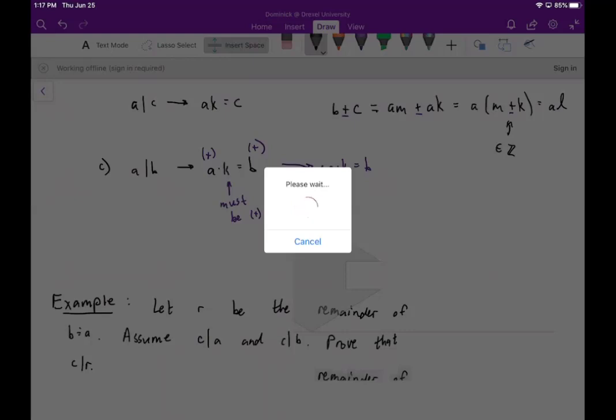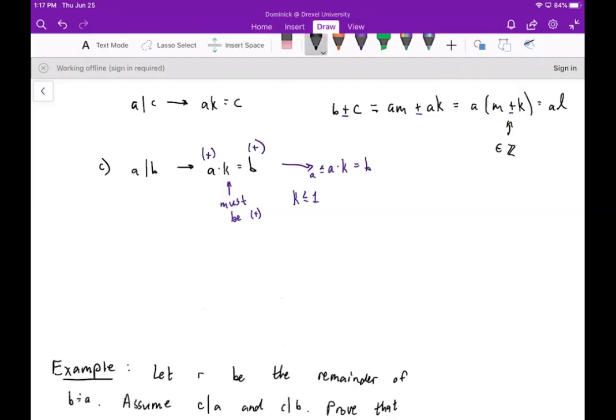We just want to say that based on the definition of divides, we have A times an integer is equal to B, and B times another integer is equal to A. So then for part D, A divides B means that AM is equal to B, and B divides A means that BK is equal to A.